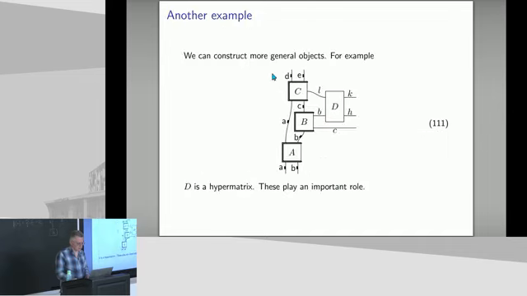Okay, you can construct more general objects. So here's just, I guess, some random thing I drew. Here you've got this expansion matrix. I've also put some labels going in. Okay, and I call this a hypermatrix. I guess if it only had 2 wires, it would be a matrix, but it's got more than 2, so it's a hypermatrix.